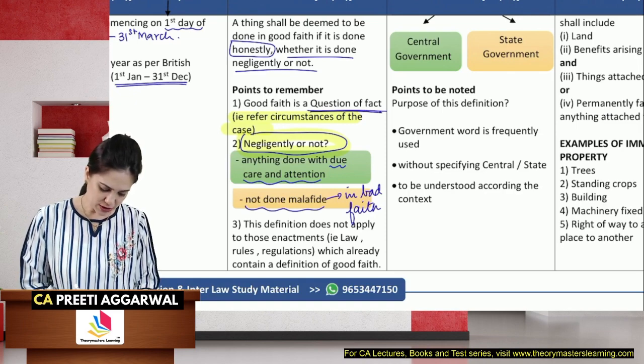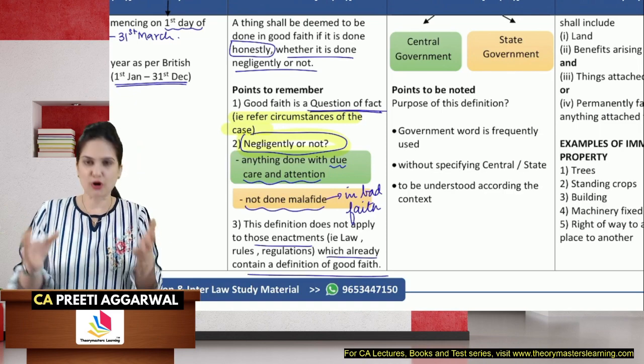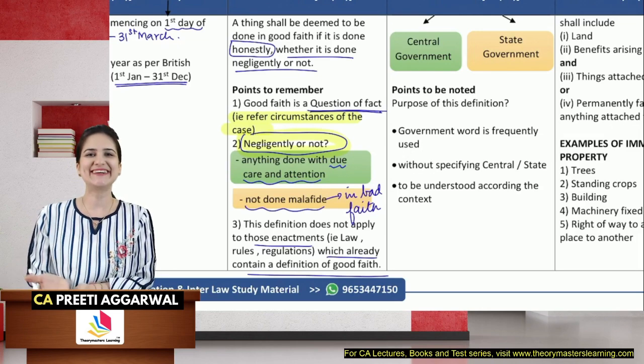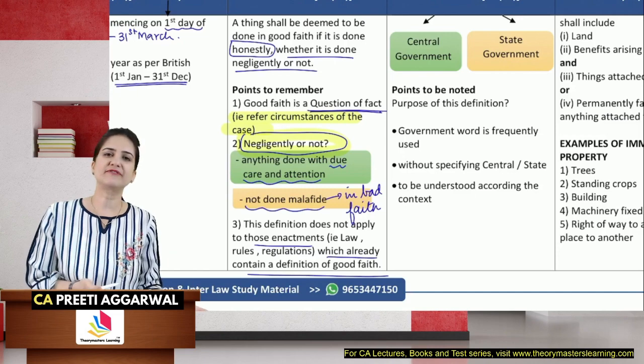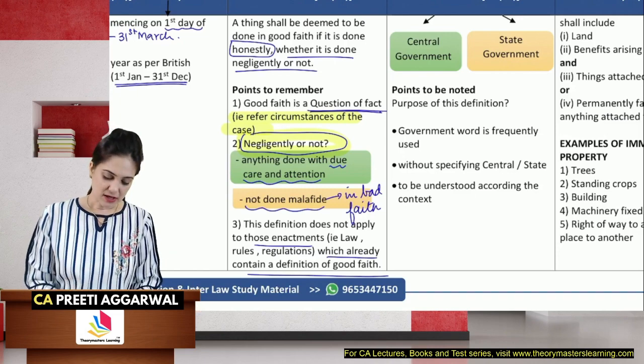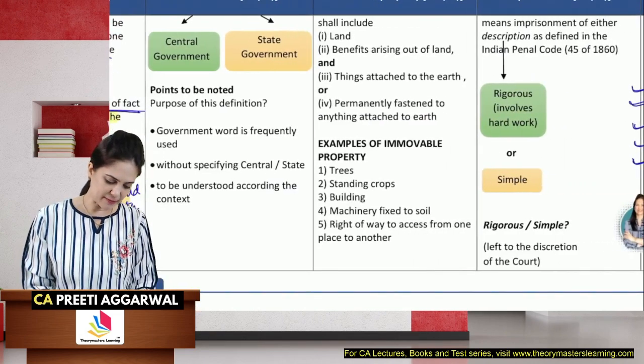This definition does not apply to those enactments where you already have a definition of good faith. We studied this earlier also, no? Where the definition is available, you need not refer the definition in the General Clauses Act. Yes. Then we have meaning of the word government.